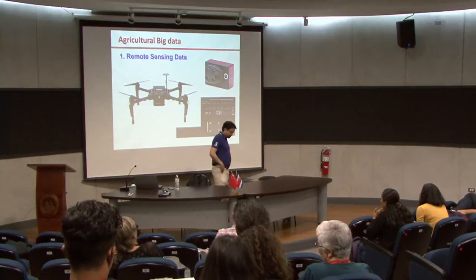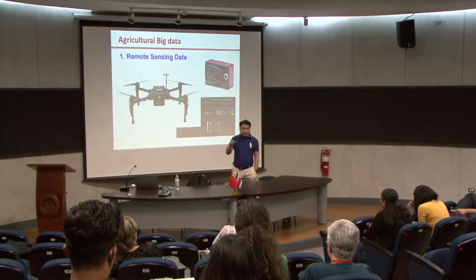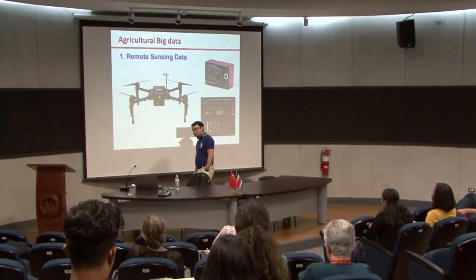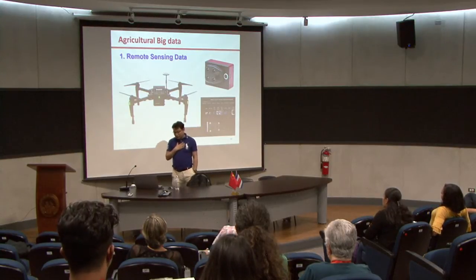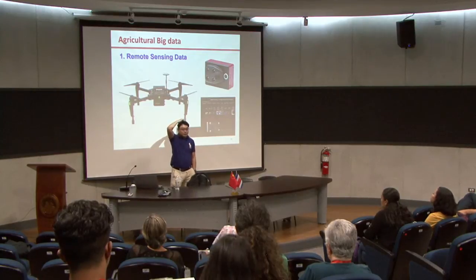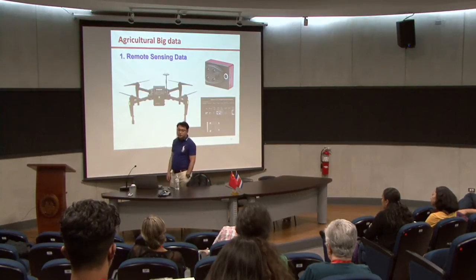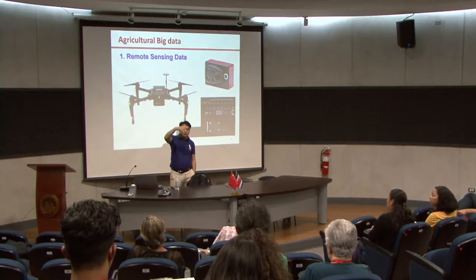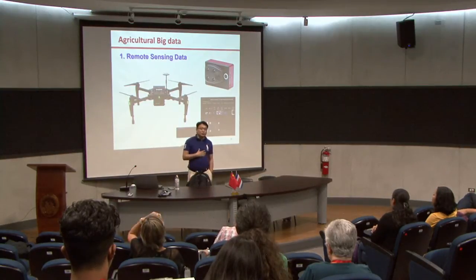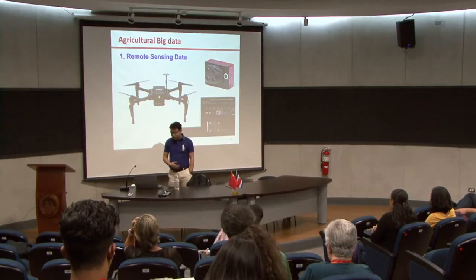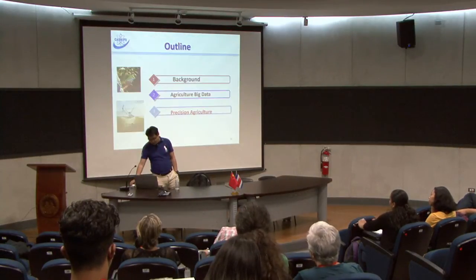Very high resolution satellite image data is very expensive. Lower resolution satellite images are provided by NASA, the Chinese government, and others. There are a lot, but the resolution is low, about 30 meters or 10 meters, something like that.